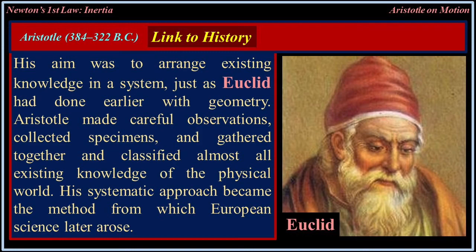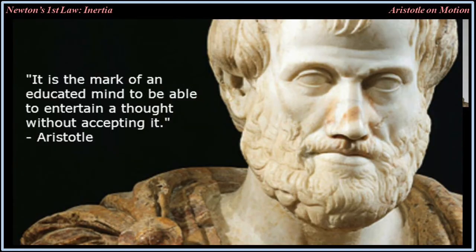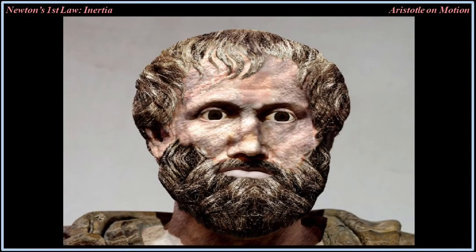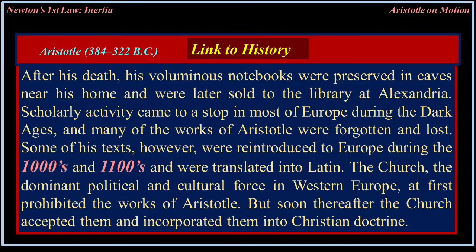His aim was to arrange existing knowledge in a system, just as Euclid had done earlier with geometry. And there's a picture of Euclid. Aristotle made careful observations, collected specimens, and gathered together and classified almost all existing knowledge of the physical world. His systematic approach became the method from which European science later arose. "It is the mark of an educated mind to be able to entertain a thought without accepting it." Aristotle. There's a bust of Aristotle, and here's another bust of Aristotle, one of the ancient Greeks.